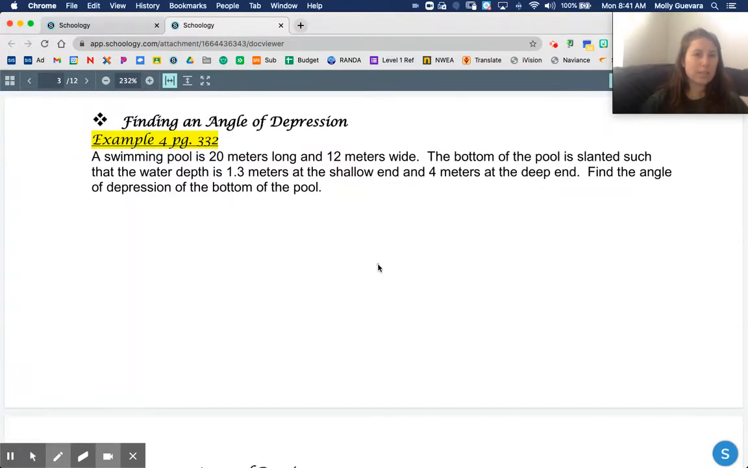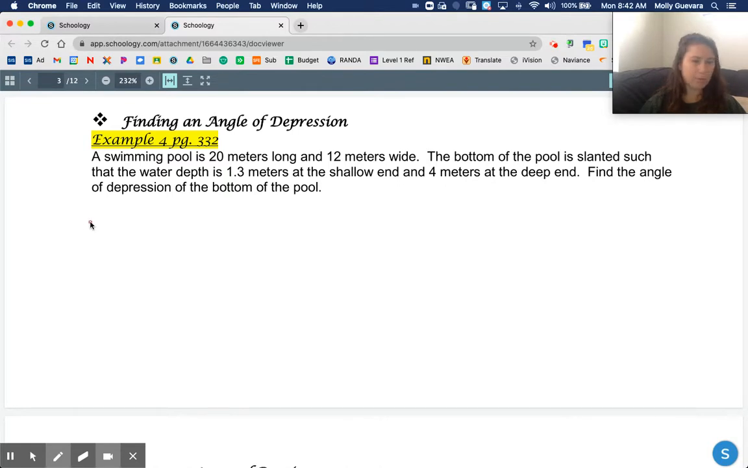Okay, so this says a swimming pool is 20 meters long and 12 meters wide. The bottom of the pool is slanted such that the water depth is 1.3 meters at the shallow end and 4 meters at the deep end. Find the angle of depression of the bottom of the pool.